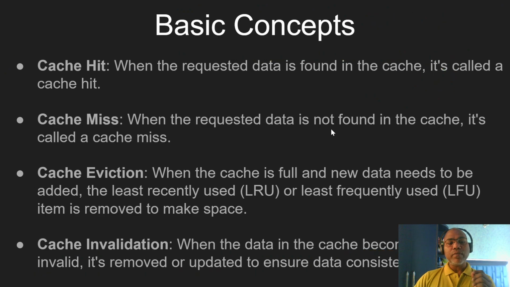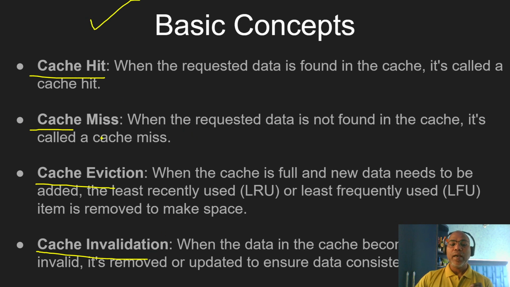So this is the kind of concept to be clear on when we talk about caching: cache hit, cache miss, cache eviction policies, and cache invalidation. Cache hit means data is found in the cache. Cache miss means data is not found in the cache. That means we have to again call the original source, get the data, and update the cache.